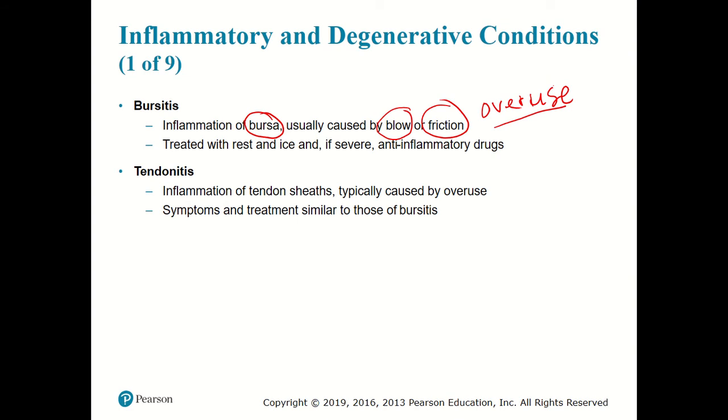Okay. Tendonitis is the inflammation of the tendon sheaths. So think of tendonitis and tendon sheaths, and we talked about how those types of bursa cover tendons that are points of attachment to bone or skin or what have you, right? And this is usually because of, again, overuse as well.